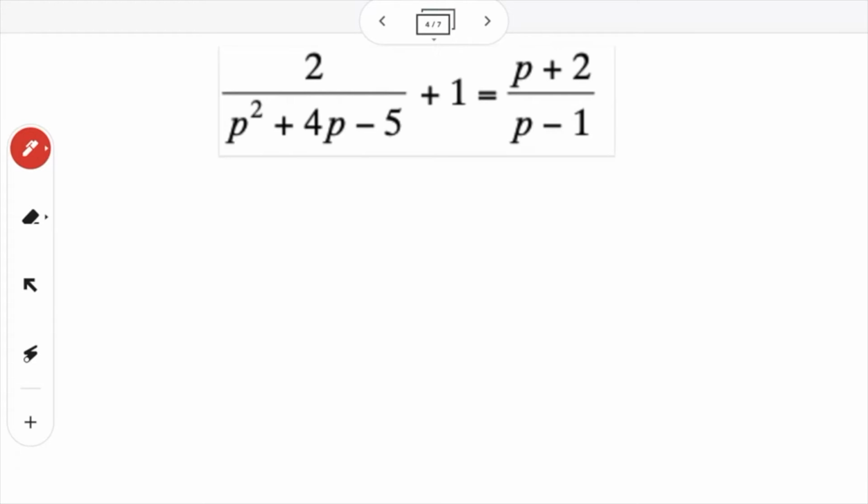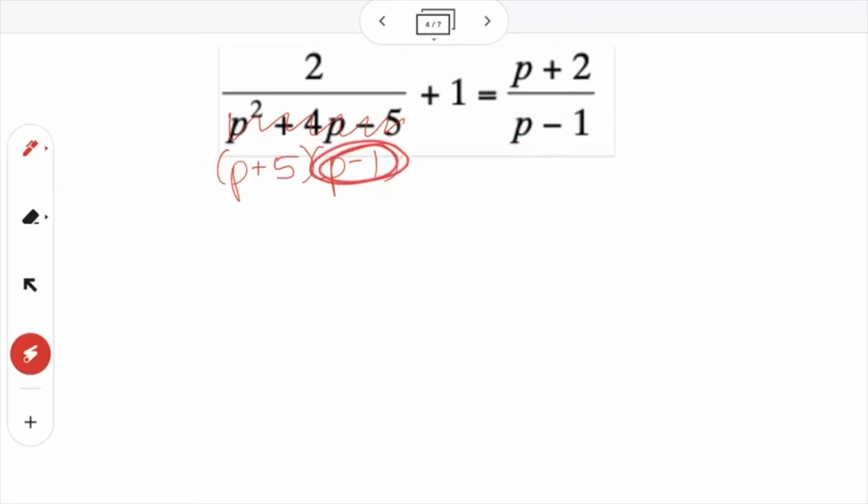When we look at this one, the denominator can be a little more foreboding, but this is where I would tell you to immediately start and try to factor anything you can, specifically this real big one over here. When I factor this, I would get p plus 5 and p minus 1.